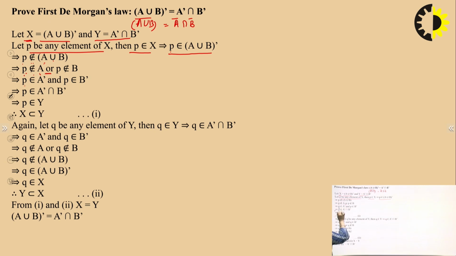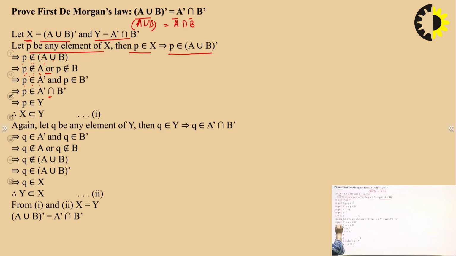Now, P does not belong to A changes to P belongs to A's complement, and again the sign got changed. P belongs to B's complement. We are having AND, it changed to intersection. P belongs to A complement intersection B's complement, which is equal to Y. So X is a subset of Y.